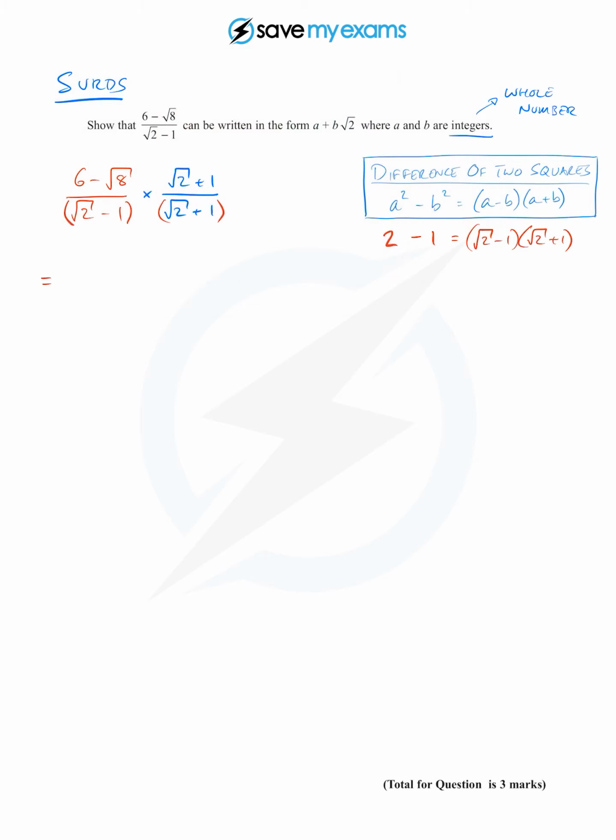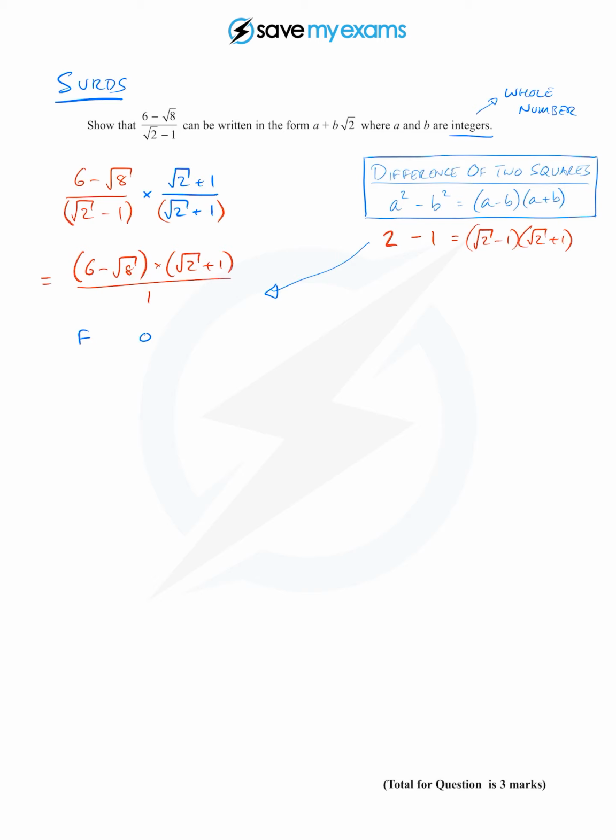So in fact, I can write this as 6 minus root 8, and notice I'm using brackets now, times root 2 plus 1, that's the top, over 1. And that 1 came from the 2 minus 1 there. As I say, you could use FOIL to multiply out the bottom, but we don't need to. Now I am going to use FOIL to multiply out the top.